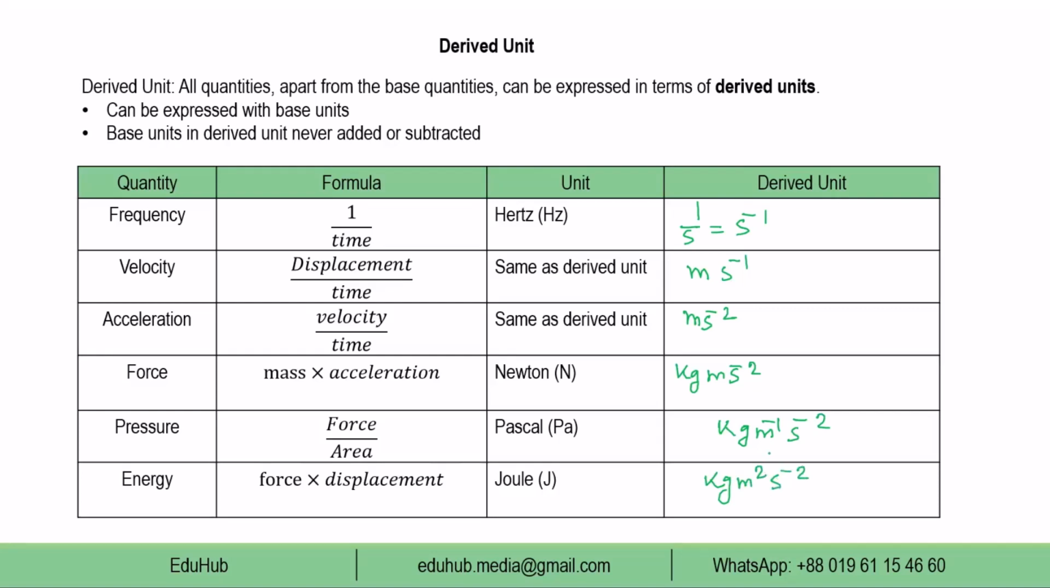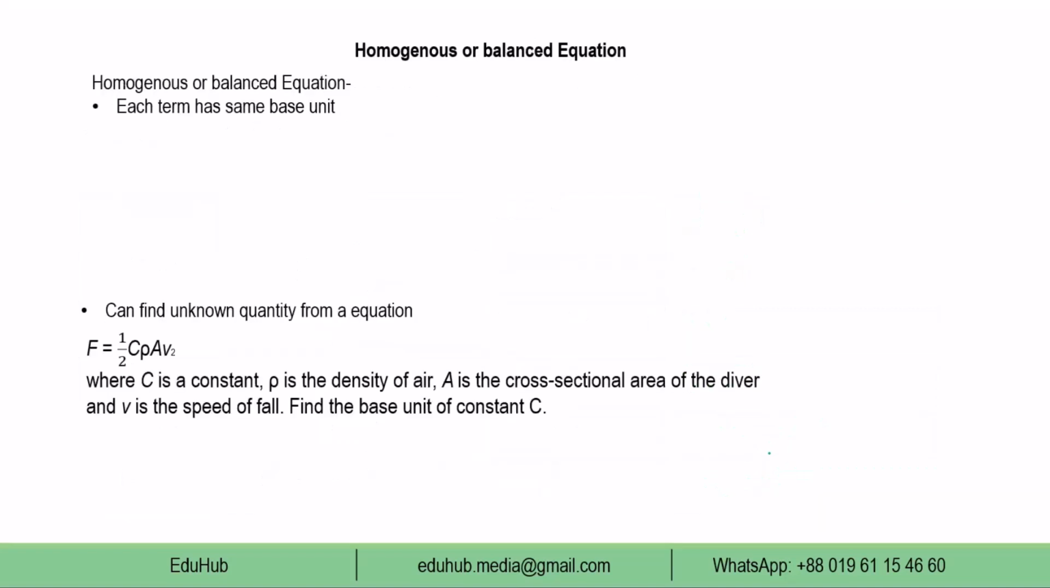Here we can see that some of the quantities have a specific unit, though it can be derived from the base unit. Just like frequency it is hertz, for force it is newton, but the unit which we derived from the base unit is different. Now our next topic is homogeneous or balanced equation.